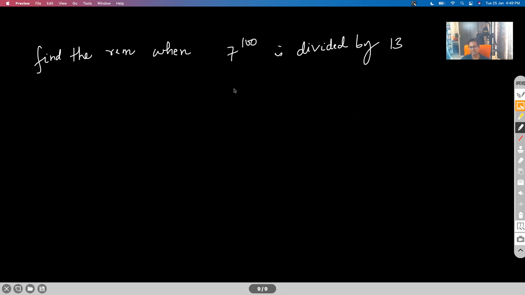So what do we do here? Let us write this as 7 square to the power 50. So this is actually 49 to the power 50. If I write it as a multiple of 13, what is this, 13 times 4, 52, right? So can I write it as 52 minus 3 to the power 50?